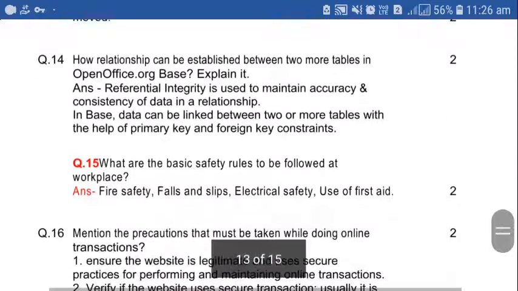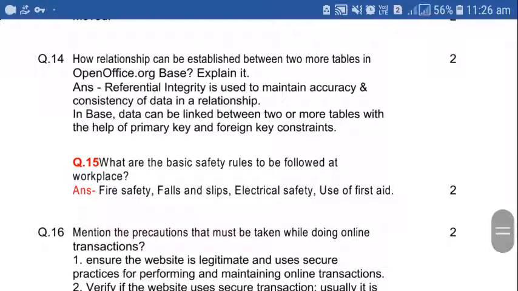Now question number 14. How can a relationship be established between 2 or more tables in OpenOffice.org Base? Explain it. So the answer is referential integrity is used to maintain accuracy and consistency of data in a relationship. In Base, data can be linked between 2 or more tables with the help of primary key and foreign key constraints.